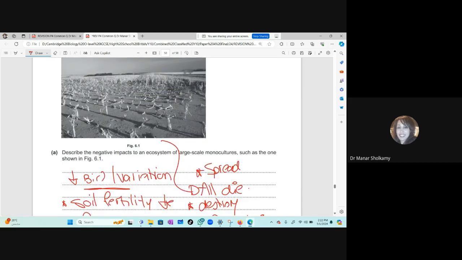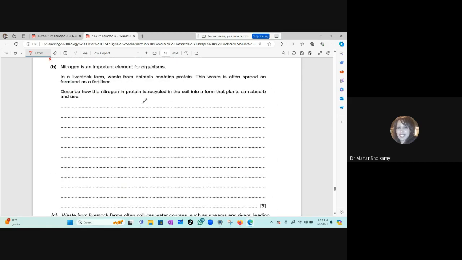So please revise the monoculture and the polyculture. Remind me, what is the polyculture? Growing more than one type of crop. Yes. Okay, now this question is repeated. We already answered it. I wanted to show you that they can get the same question in a different format, but the answer is exactly the same.